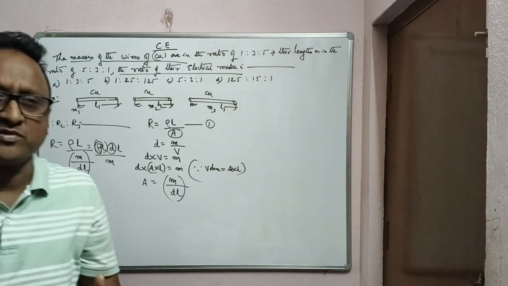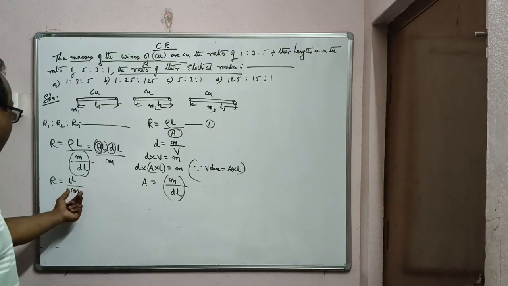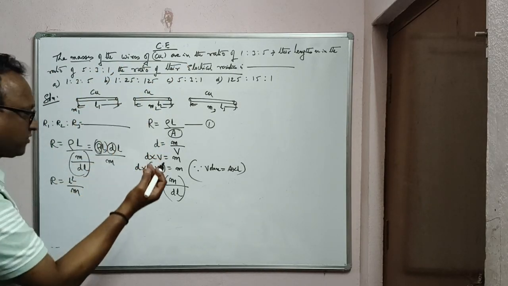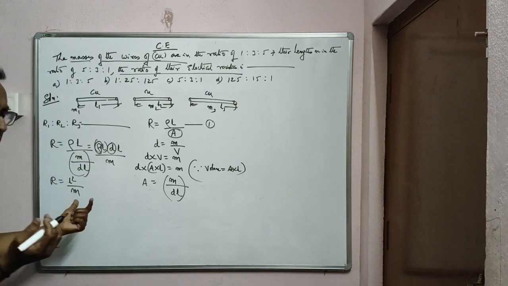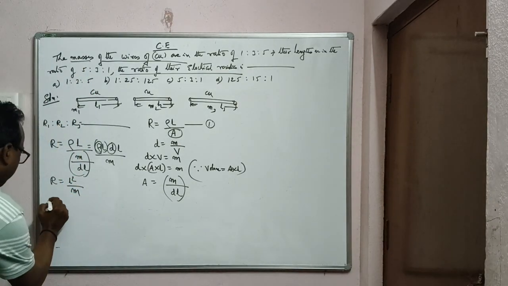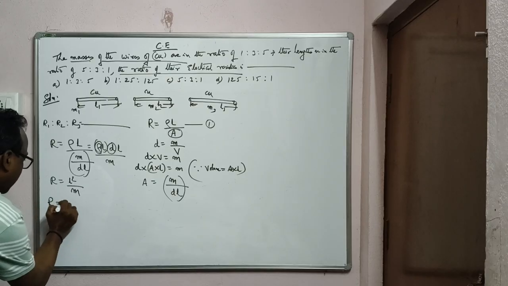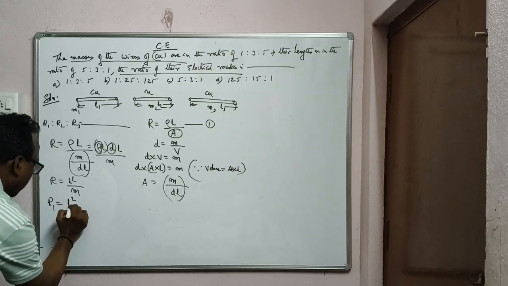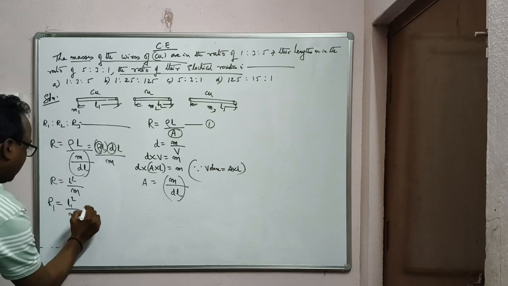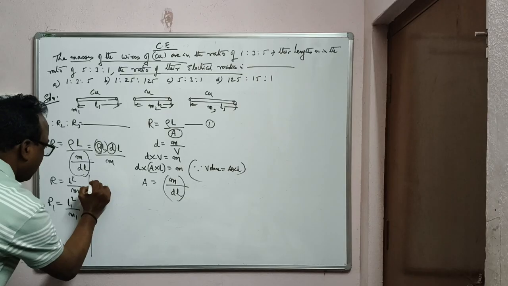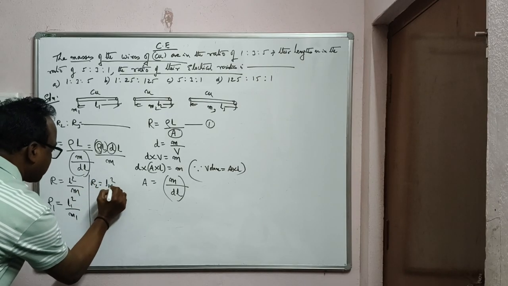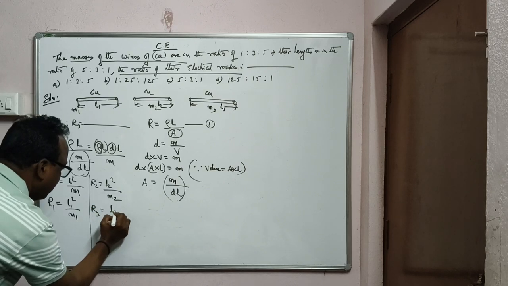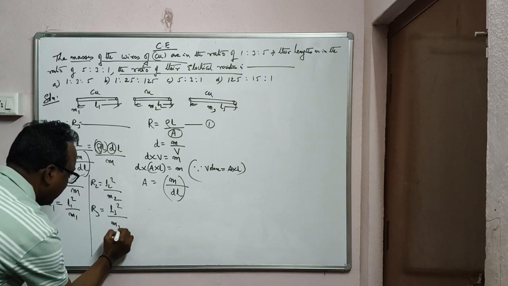So finally we got an equation in terms of mass and length. He has given the masses m1:m2:m3, and likewise l1, l2, l3. Let us put them here. First of all we will find what is R1. R1 is equal to l1 square by m1. Likewise R2 is equal to l2 square by m2. And R3 is equal to l3 square by m3.